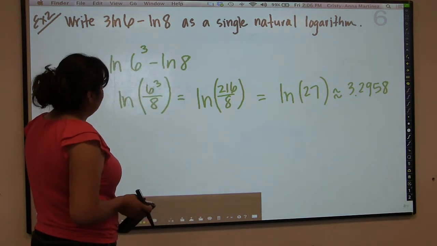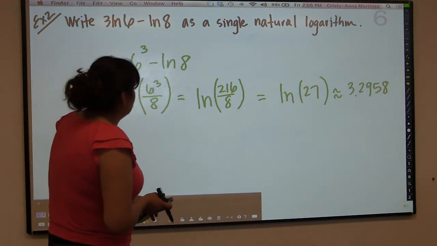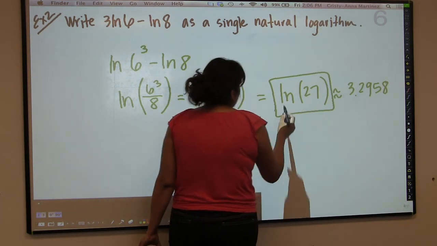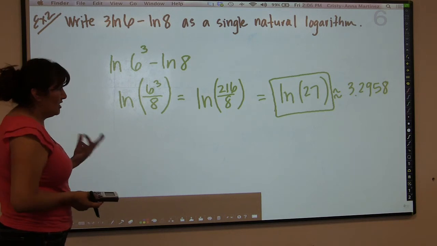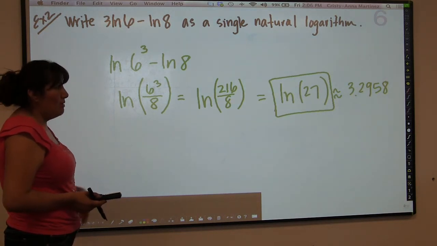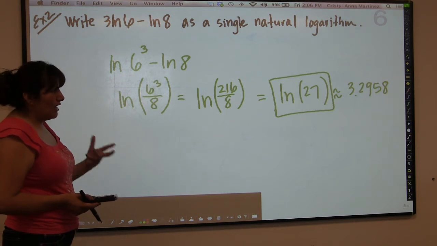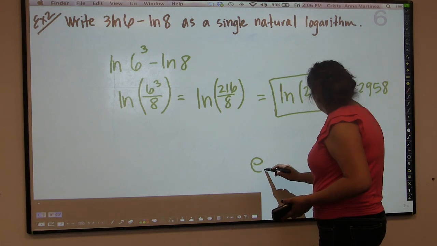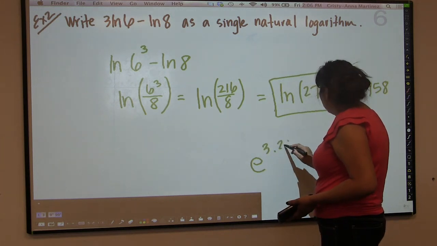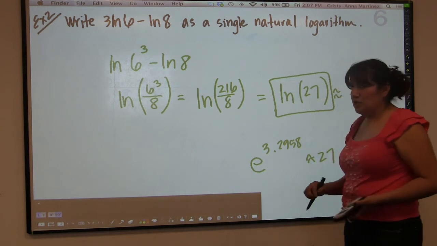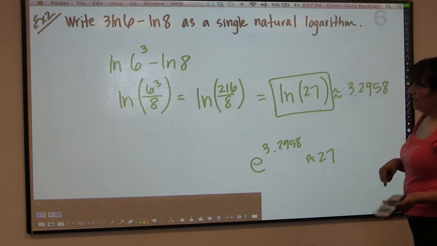Now again, in this example, it didn't ask us to evaluate it. It just says to write it as a single logarithm. So this would technically be your answer. But I just wanted to show you that if you actually want to know what the actual answer is, it's 3.2958. And remember, what does that answer actually mean to us? It means that if I took e to the 3.2958 power, it would roughly be 27. And you can check it on your calculator that I'm not lying to you.